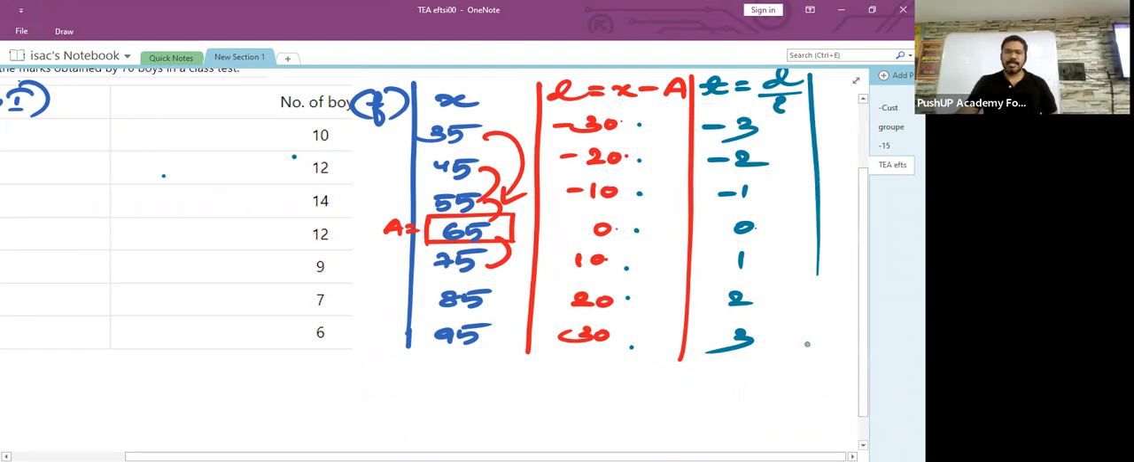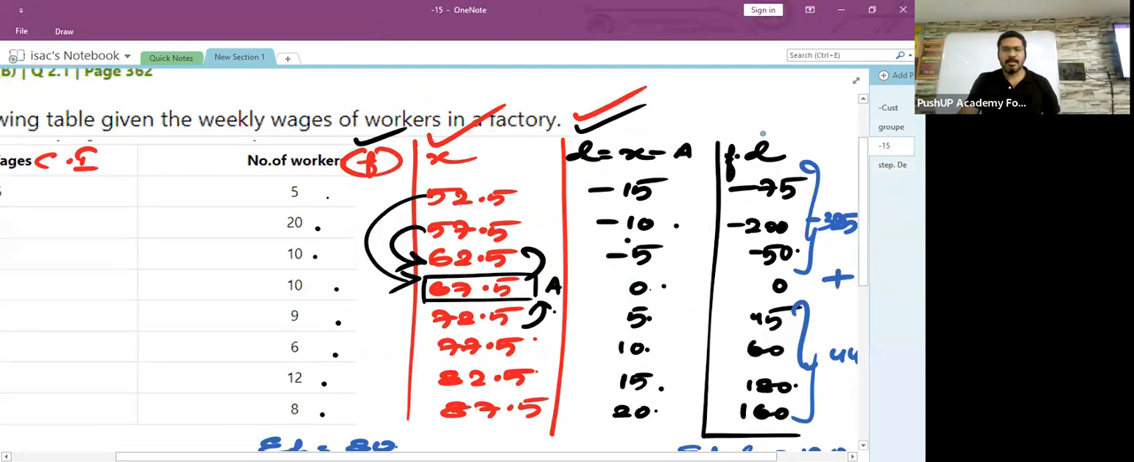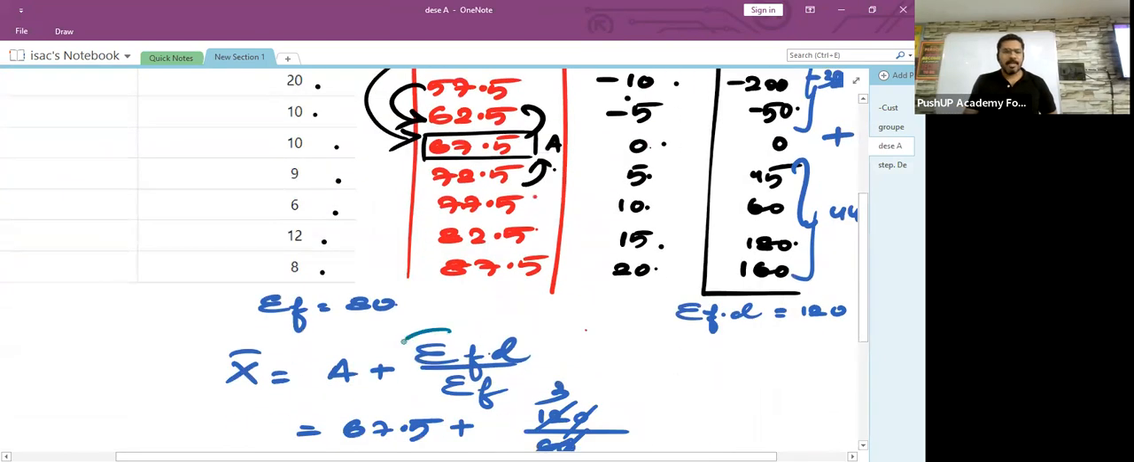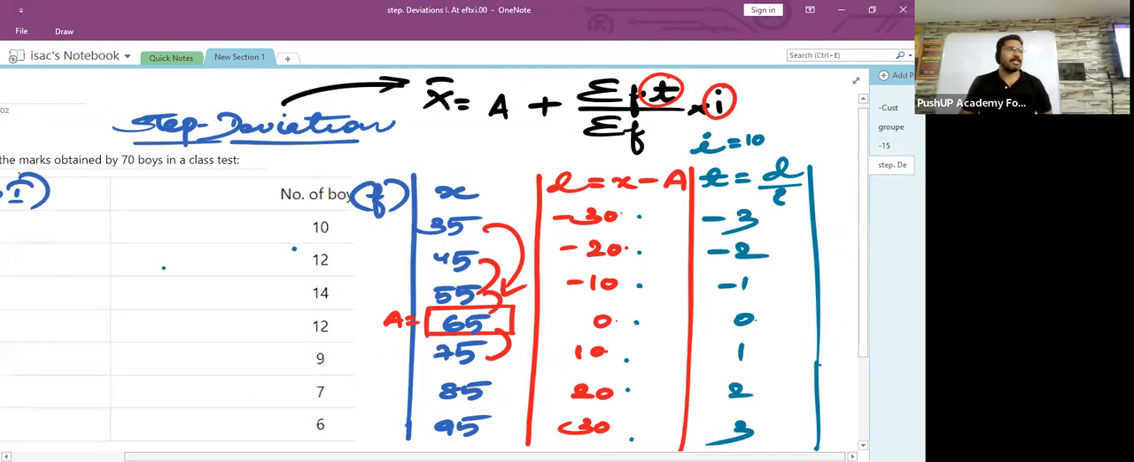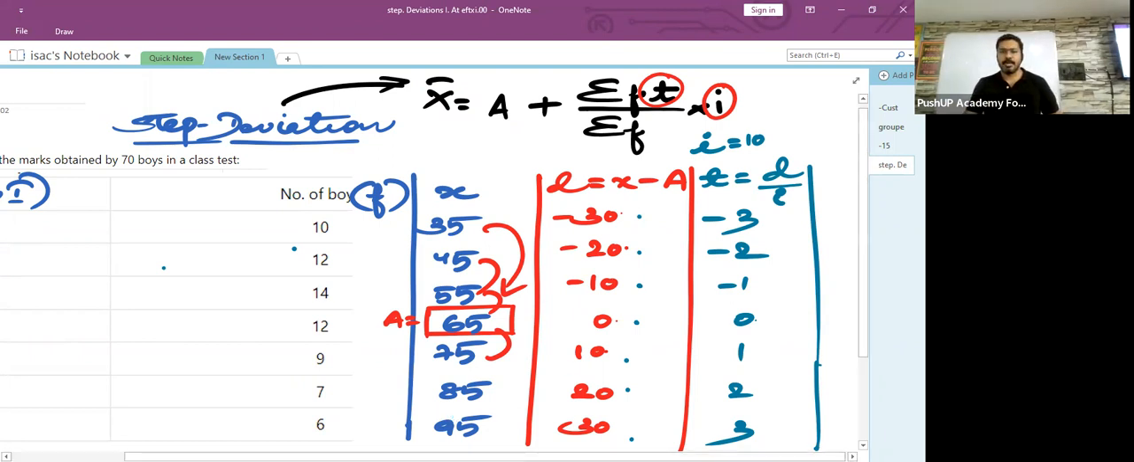Yes. Let me create one more column. Why is one more column needed, children? Because I have to create the column for F into T. In the previous sum, you were creating the column for F into D, because the formula was A plus sigma FD upon sigma F. Now, in this sum, where we are using the step deviation method, the formula is A plus sigma FT. So we need a separate column for F into T so that at the bottom, we can create sigma F into T.